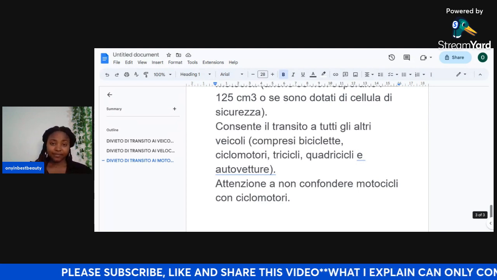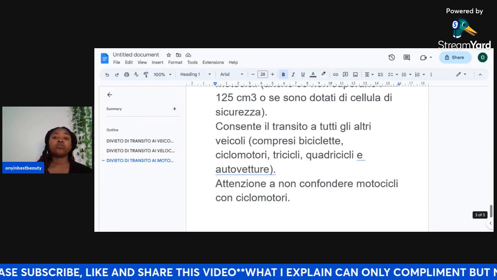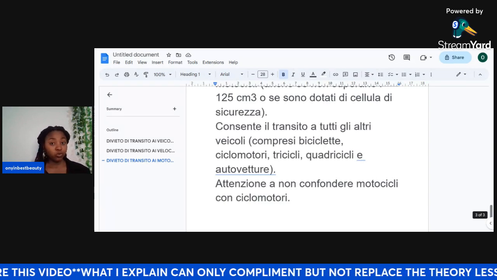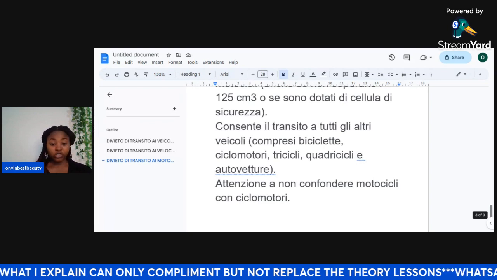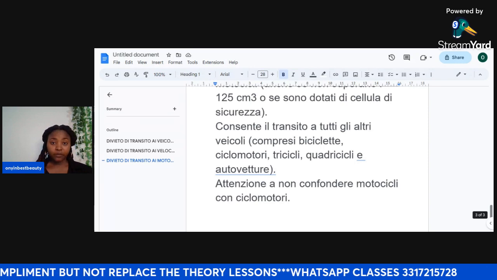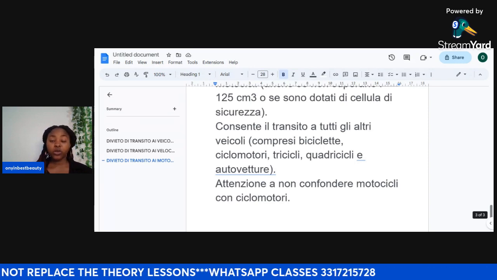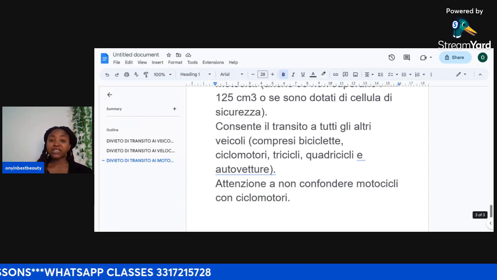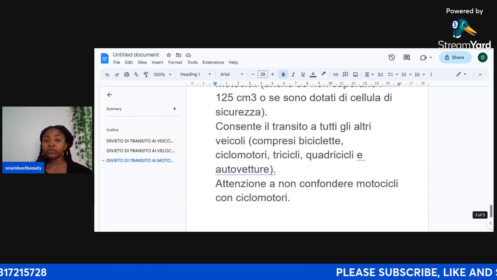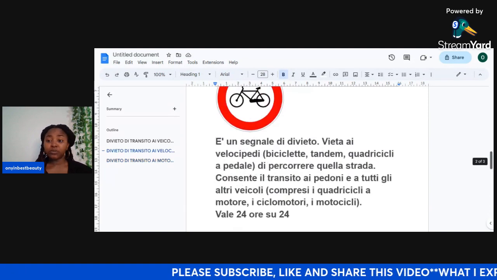Ciclomotori can enter. This sign is referring to motorcycles, it is not referring to ciclomotori. So try to know the difference between these two vehicles, motorcycle and ciclomotori, so you know who it is referring to. So for instance, say you drive a ciclomotore. On seeing this sign, don't be confused. It's not telling you not to enter. It is referring to motorcycles alone. I don't know how best to explain, but I think I'm explaining well enough.